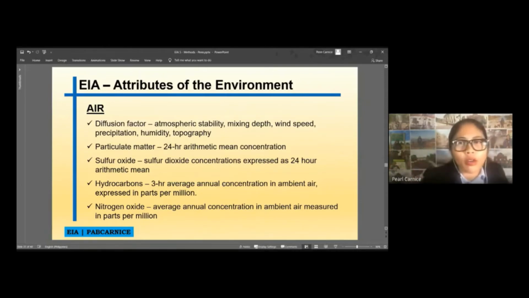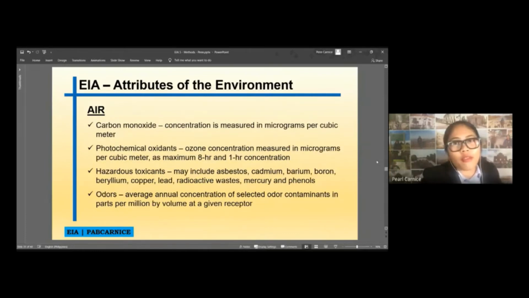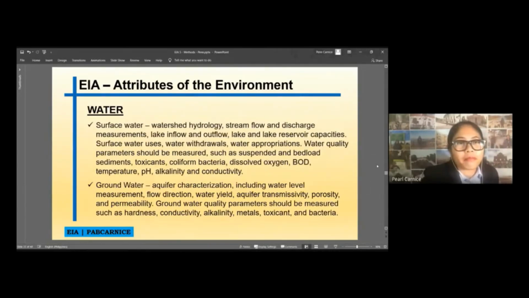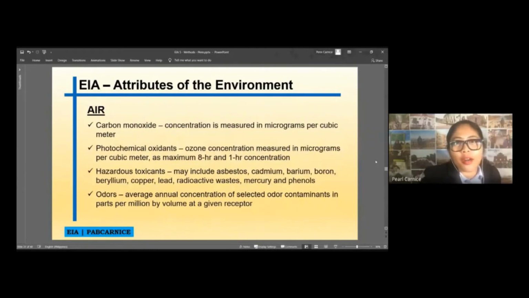Just a few weeks ago, I read a report from EMB that the air quality in Tacloban City is on a good level. That means our ambient air in Tacloban City is not yet polluted, and that's very good. Of course, under air, again, we have carbon monoxide, photochemical oxidants, hazardous toxicants, others. So those are the main pollutants in our air.